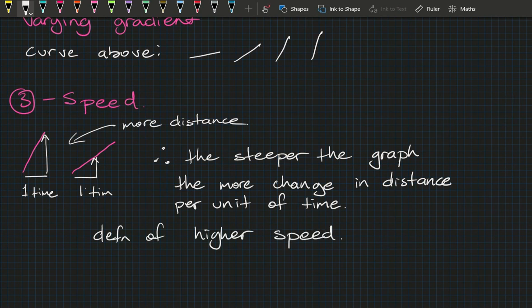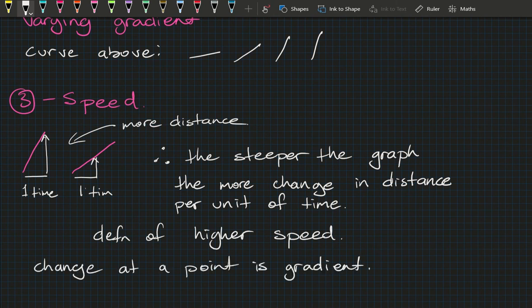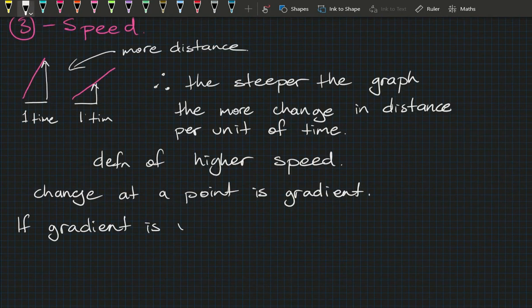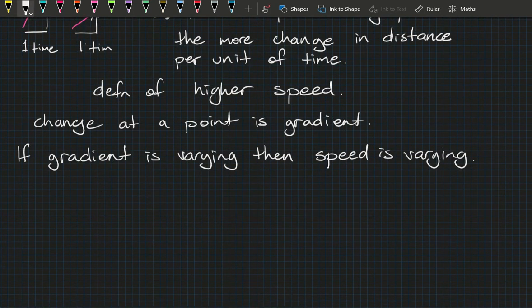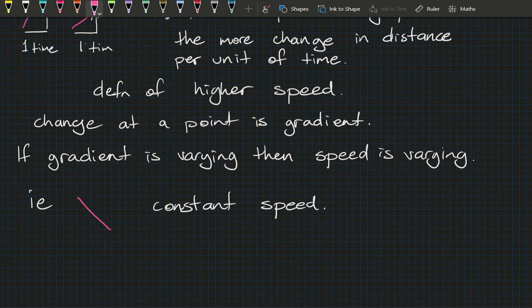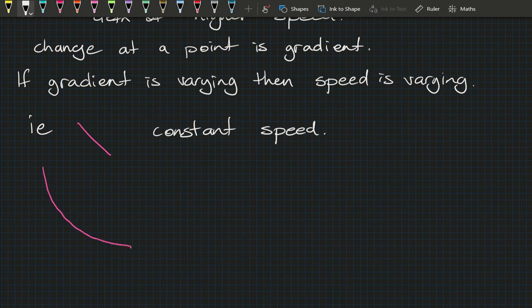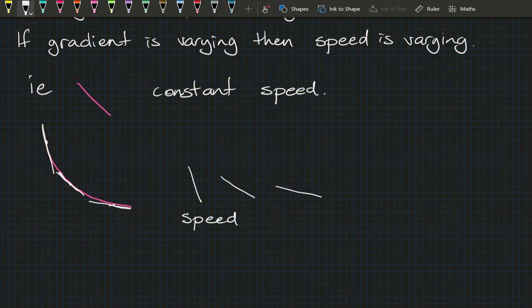And as you know from our work with linear graphs, the change in the y value compared to the change in the x value is the gradient. And if the gradient is varying, then the speed is varying. So that means a line like this represents a constant speed, whereas a curve like this, at this point here, looks like the line is moving in this direction. And you can see that that changes as I move. So if I was to draw those gradients off to the right here, that means that the speed is decreasing, which is the same as saying decelerating.